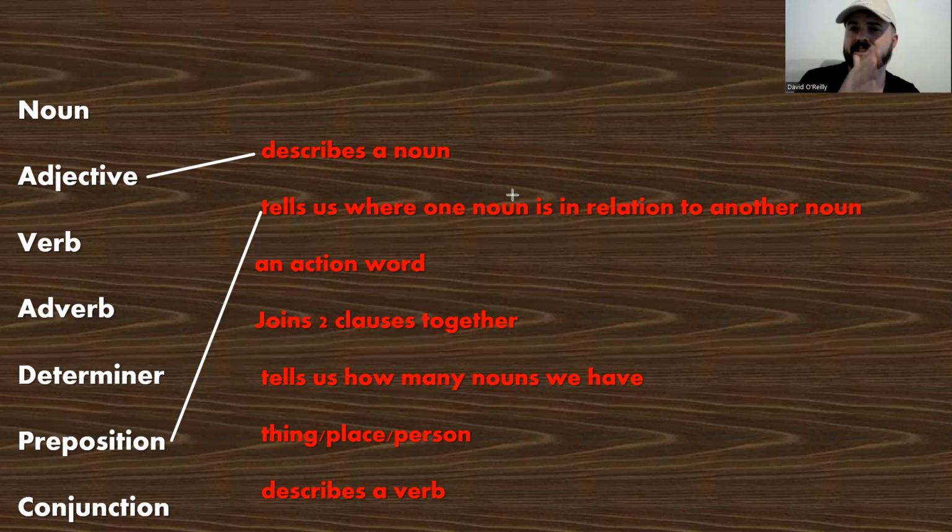The cup is next to the bowl. Next to is a preposition. Cup and bowl are the nouns. The light bulb is above my head. Above is a preposition. My head and the light bulb, they're nouns. So let's move on to the next one.